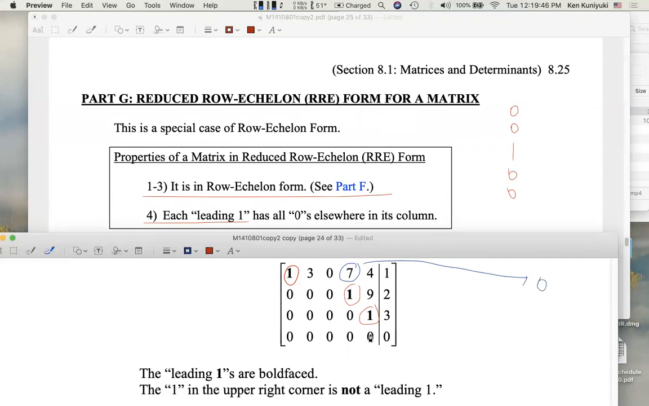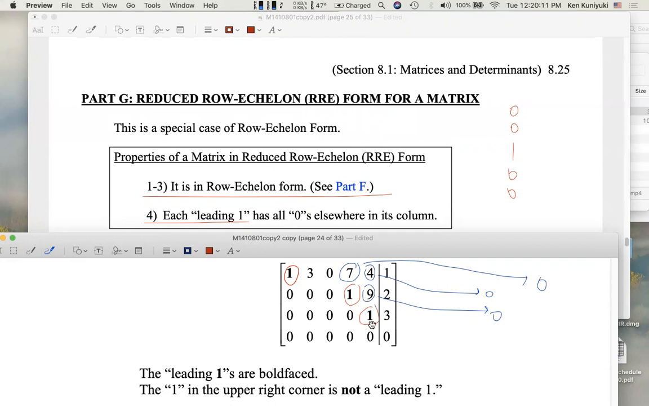This leading one has a 0 below it, but we have to change these entries to zeros using elementary row operations. Don't just go in and make them zeros. You need EROs. And by the way, to get zeros here, you would eliminate up. You would use lower rows to help eliminate entries in higher rows.